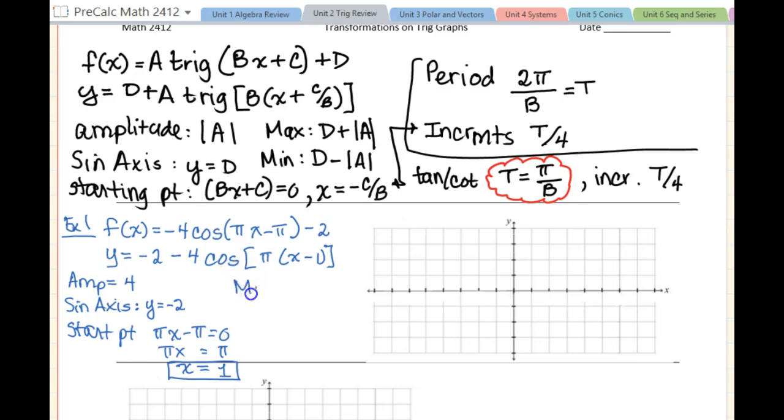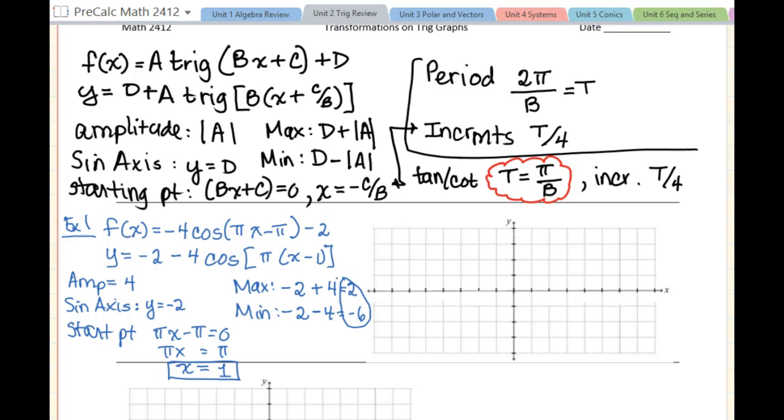We're going to go find our maximum value. Remember, our maximum value will be our sinusoidal axis of -2, and then we add our amplitude of 4. That's going to give us a 2. I'm going to find my minimum. I get my sinusoidal axis of -2, and I subtract my amplitude, which is 4, which is -6. So this information is very helpful because what we need to do is to be able to make sure that our y values will go as low as -6 and as high as 2.